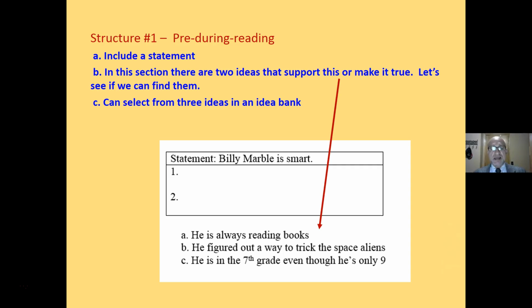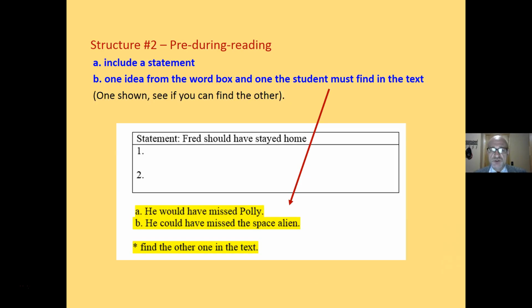Now, here's an example of structure. I'm teaching this as a pre-during reading. I'm including the statement, Billy Marble is smart. In this section, there are two ideas that support this or make it true. Let's see if we can find them. And then they can select ideas from the word bank to find the two that make it so. So they're reading just a short selection. I've identified this and included it, and they need to find two of these. That provides a lot of structure.